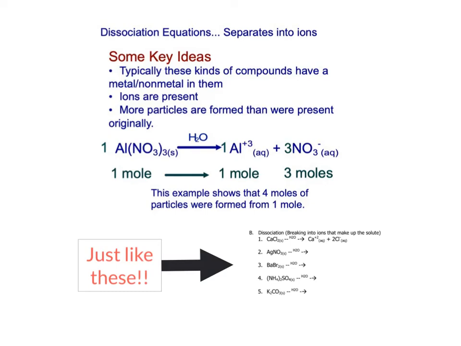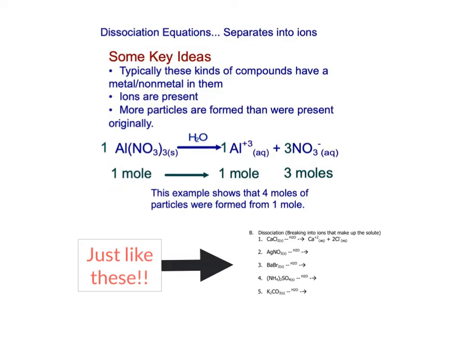So a couple of key ideas with this, we're going to see a metal and a nonmetal. So unlike letter A in that previous one, where they dissolve as a whole, we're looking for sugars or alcohols. In this one, we're looking for some sort of an ionic compound, a metal and a nonmetal. And you'll notice that in this example, we've got aluminum nitrate.